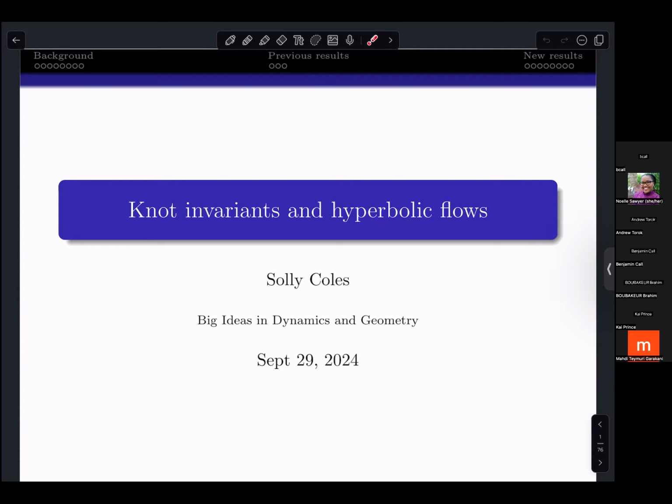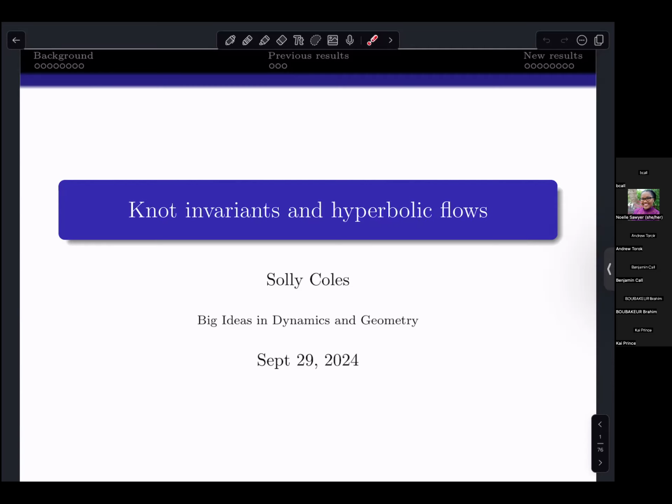Okay, so I think I have this clicker now working. Yeah, so like Ben said, I want to talk about knot invariants and hyperbolic flows. The base of this talk is a bit of fun, really. A hyperbolic flow is a continuous dynamical system that is supposed to be chaotic. That makes me think of a tangled bunch of flow lines, and I want to actually quantify how tangled they are. Okay, and I'm going to use knot invariants to do that.